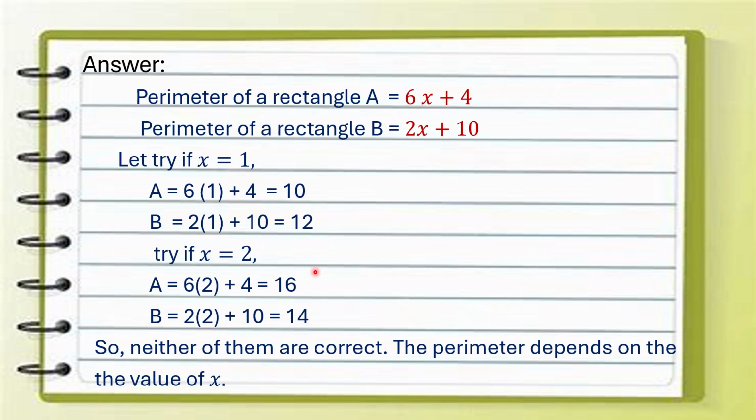Now look at these answers. When A is less, B is higher. So when we try x equals 2, that time A is bigger, B is smaller. So neither of them is correct. So the perimeter depends on the value of x.